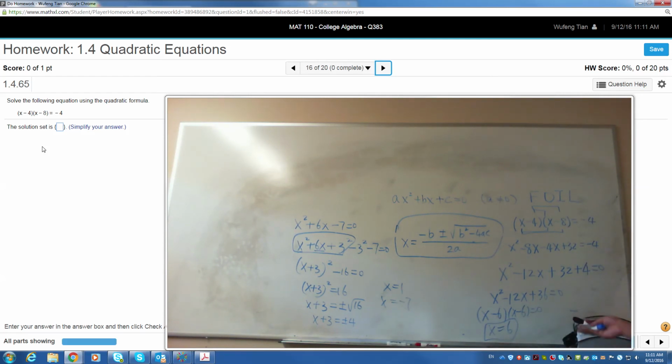Normally, for a quadratic equation, you want to try factoring first because factoring is much quicker than the formula. The formula requires very careful calculation, but sometimes you don't know how to factor, and you have to use the quadratic formula. So it's 6.